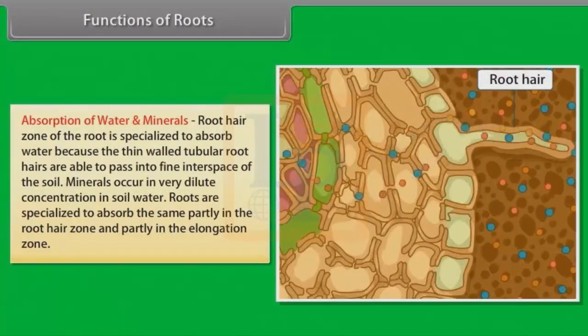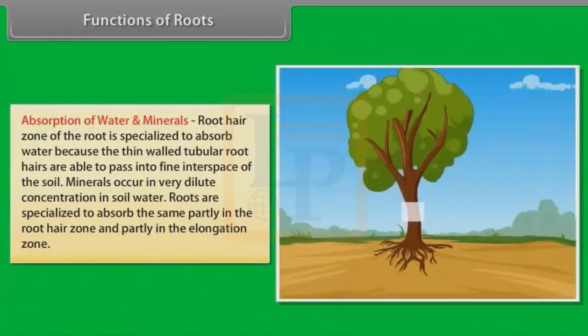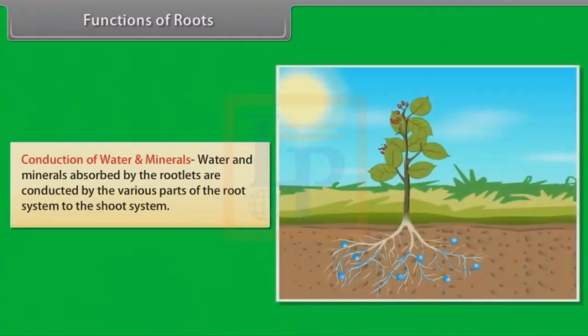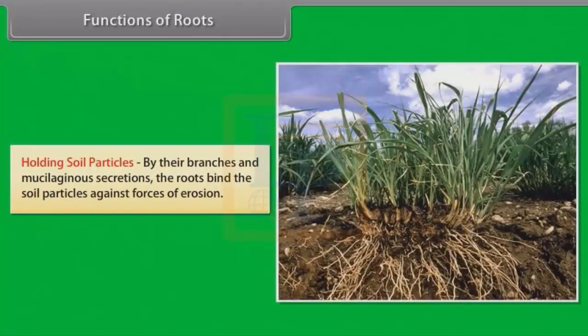Minerals occur in very dilute concentration in soil water. Roots are specialized to absorb the same partly in the root hair zone and partly in the elongation zone. Conduction of water and minerals. Water and minerals absorbed by the rootlets are conducted by the various parts of the root system to the shoot system. Holding soil particles. By their branches and mucilaginous secretions, the roots bind the soil particles against forces of erosion.